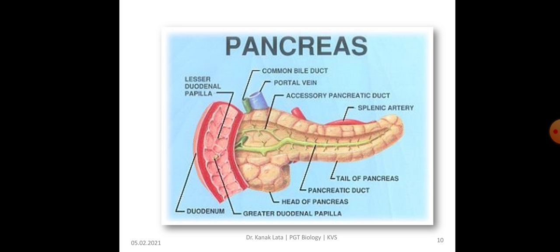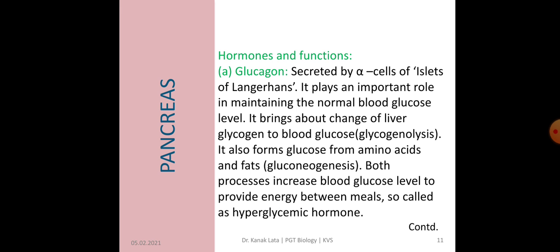In the given figure, you may visualize pancreas. The islets of Langerhans secrete four hormones, that is insulin, glucagon, somatostatin and pancreatic polypeptide. Out of these four, we are going to discuss glucagon and insulin. Glucagon and insulin have antagonistic effects on the blood glucose level. So let us see first about glucagon.